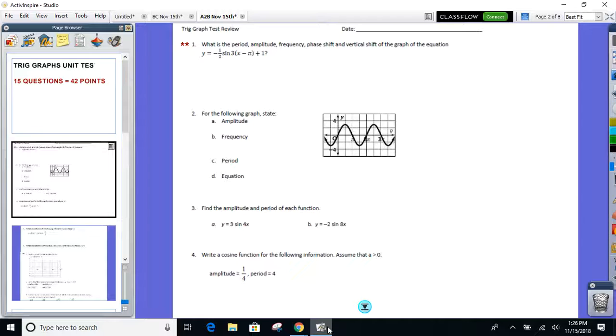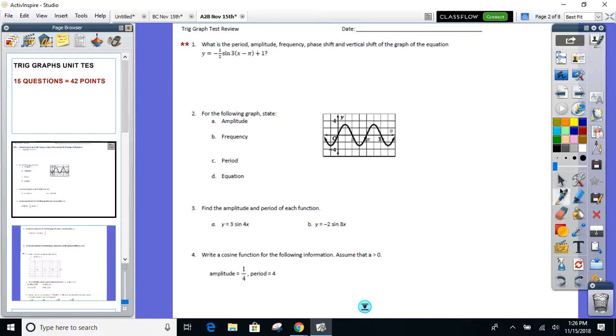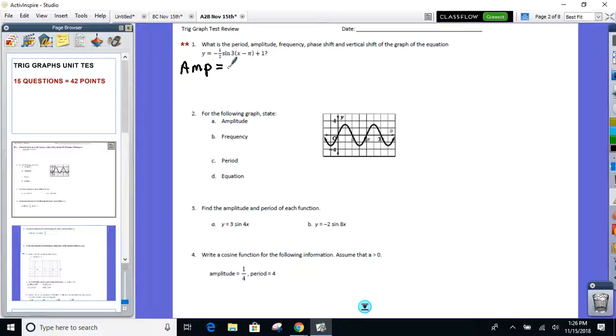Okay, here we go, gentlemen. Ready? Number one. I'll actually do the period last here if you don't mind. What is the amplitude of this equation? One? We're on number one.